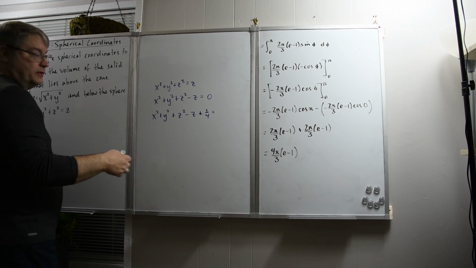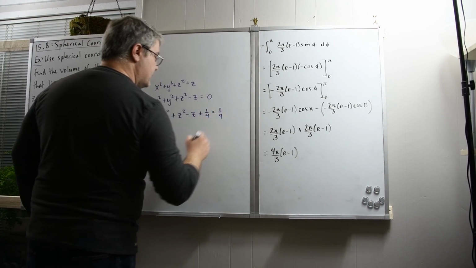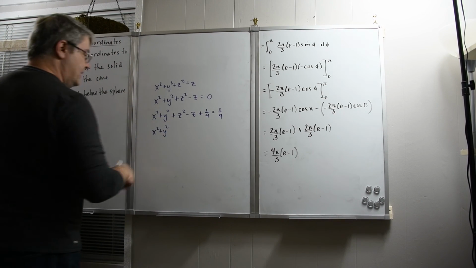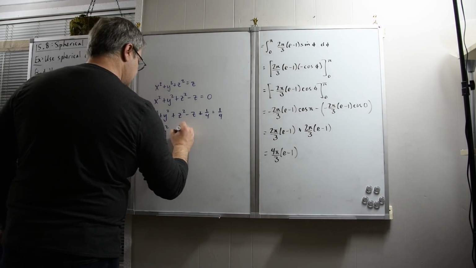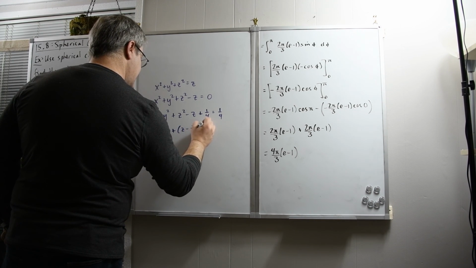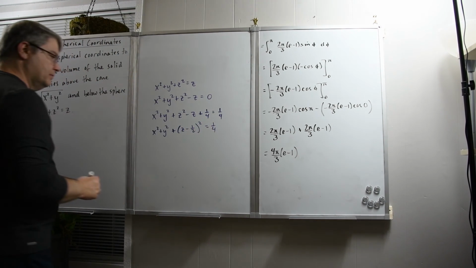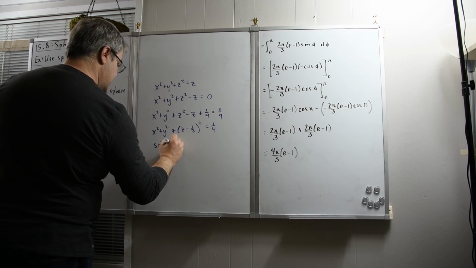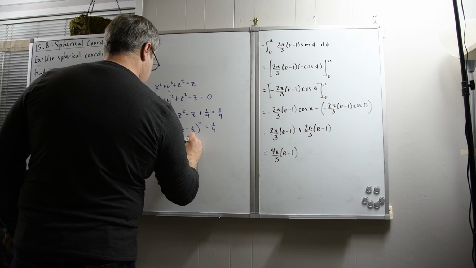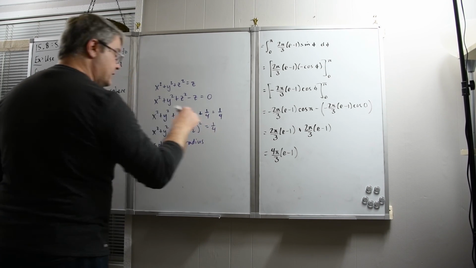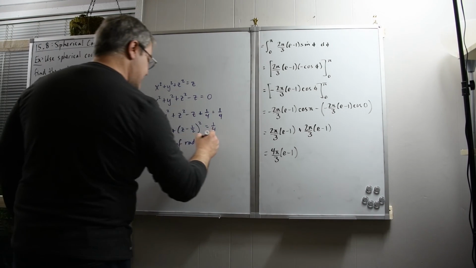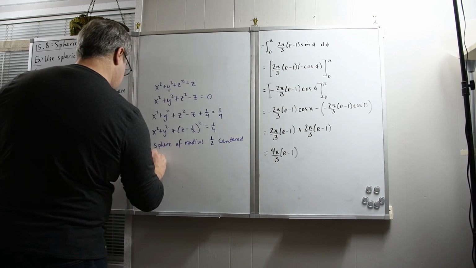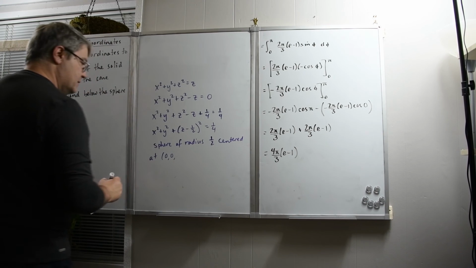But I just added a fourth to the left side, which means I need to add a fourth to the right side. And then this left side will be x squared plus y squared plus the square of z minus a half. Right side is a fourth. So this means that what we have here is a sphere. Radius, well, if r squared is a fourth then r is a half, and this is centered at 0, 0, 1/2.